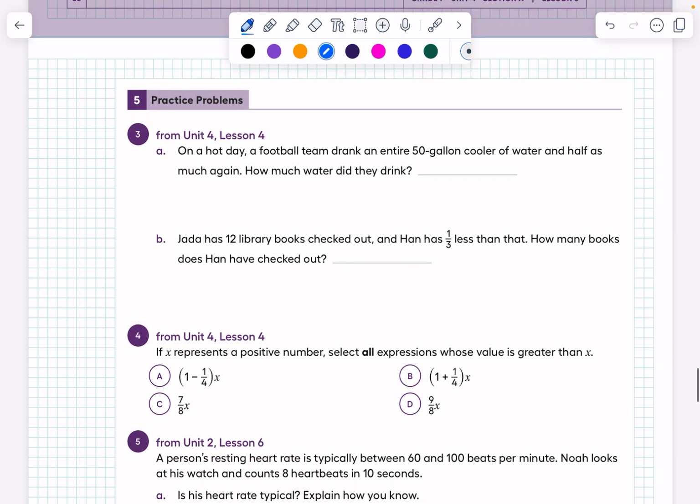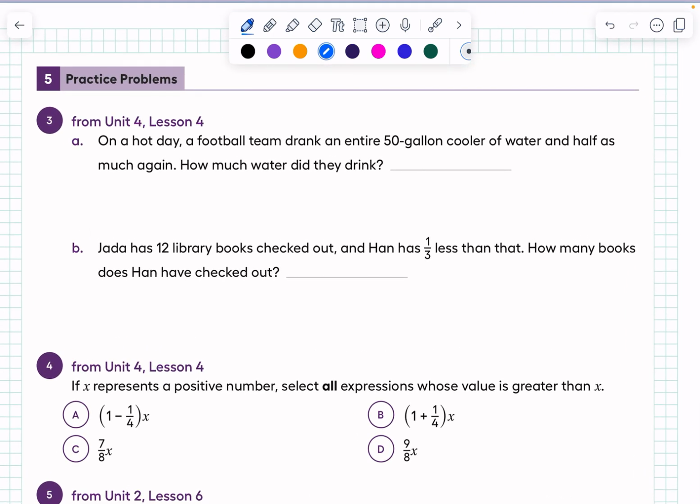Moving on. Number 3. On a hot day, a football team drank an entire 50-gallon cooler of water and half as much again. How much water did they drink? Okay, they drank a 50-gallon cooler and half as much again. You guys did really well on this one in the previous activity. If you think about it, what's half of 50? Half of 50 is 25. So that means they drank the original amount of 50 plus half. So they had to have drunk 75 gallons.